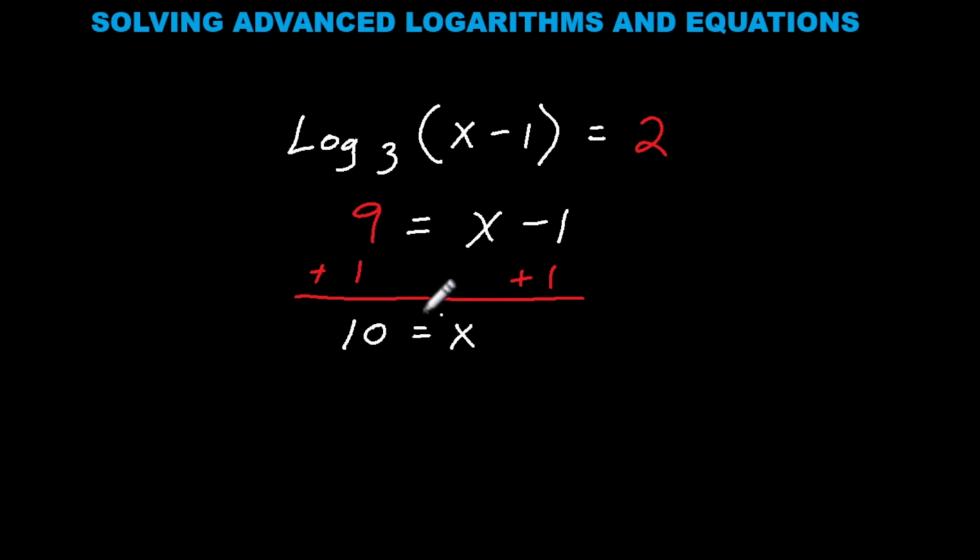So here we get that x equals 10, but in future logarithmic equations, we have to check to make sure that our answer is allowed. It has to be non-zero and it must be positive. So if I put the 10 in over here, I get 10 minus 1 is 9. So 3 to the 2nd power, 3 squared, is 9. So that one works out.